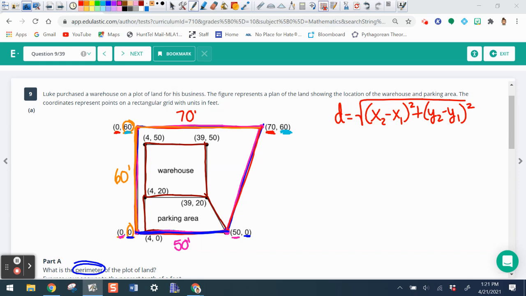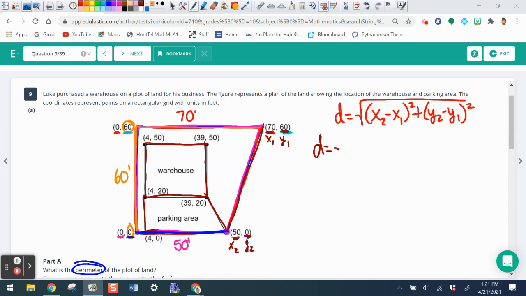But this 4th side here, that is what we consider a diagonal, we are going to have to use the distance formula to find the distance, because if you notice, the x values are not the same and the y values are not the same. So we're going to go ahead and plug those values into the distance formula. It doesn't matter which coordinate you call your 1s or your 2s, as long as you're consistent. So we'll call 70 x1, 60 y1, and 50 x2, and 0 will be y2.